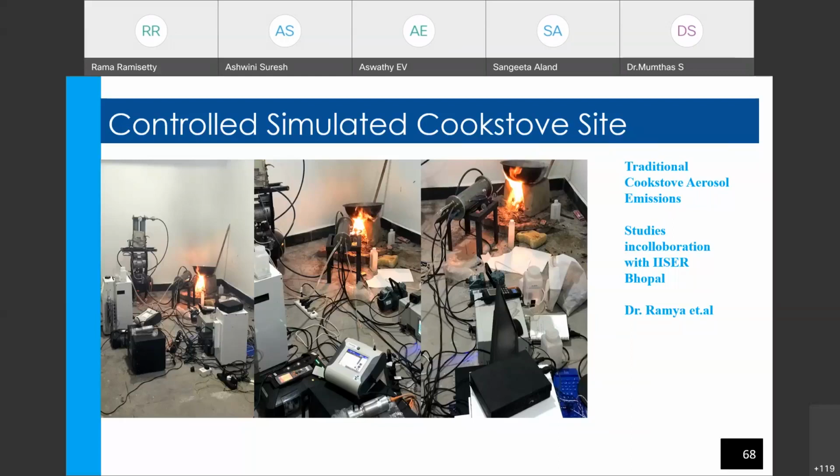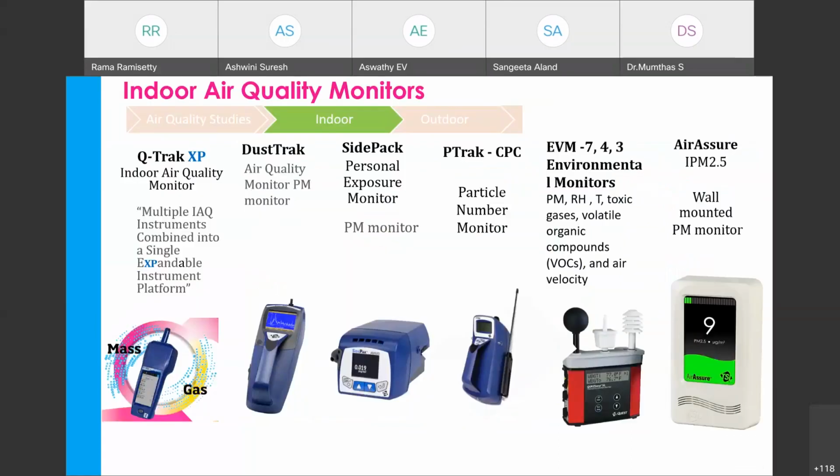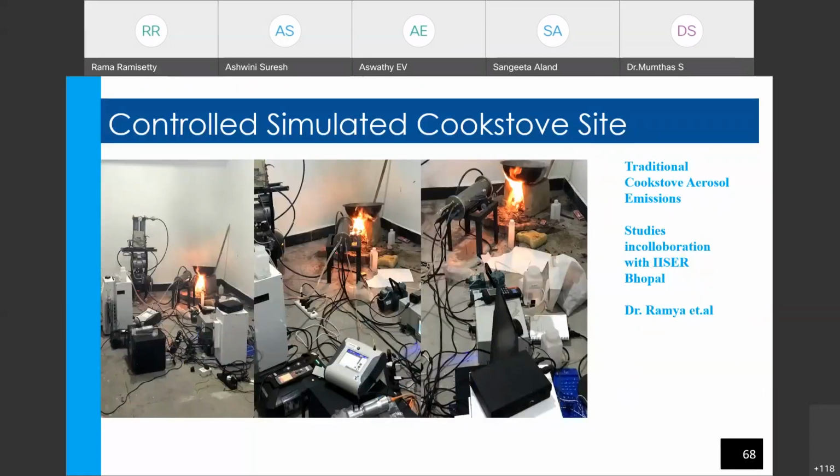So how many particles are coming out, and what is the exposure rate to the children and also to the adults. They nicely summarized that with a simple experiment in this study.